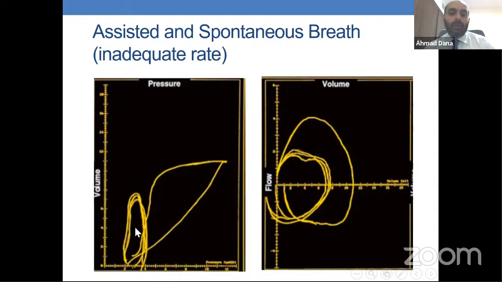So this is another example. Let us say you put a baby on SIMV and you set him on a rate of 20. The baby is breathing 70, and you are not giving him pressure support on top of the SIMV. So this means that you give him only this pressure, which helps him, but all the time he is in air hunger, with increased work of breathing. So the figure of 8, or these waves in the loops in this way, means that it is an inadequate rate.